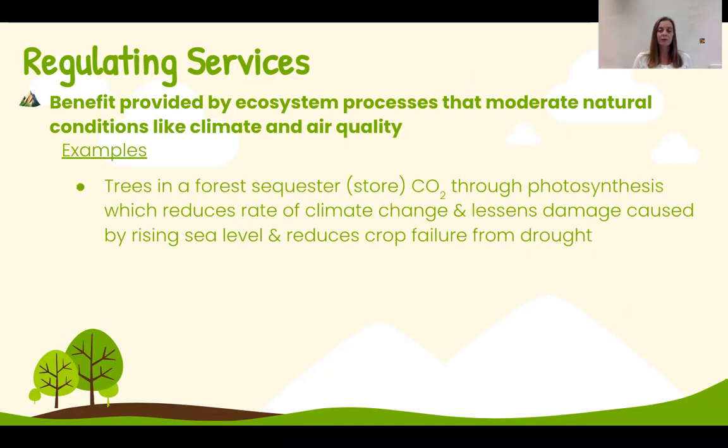Trees in a forest are going to sequester carbon dioxide through photosynthesis. They're going to store that carbon in the material of the tree, the leaves, the branches, the roots, and even in the trunk. That's going to reduce the rate of climate change, and it's going to lessen damage caused by rising sea levels, and it's going to reduce crop failure from drought.